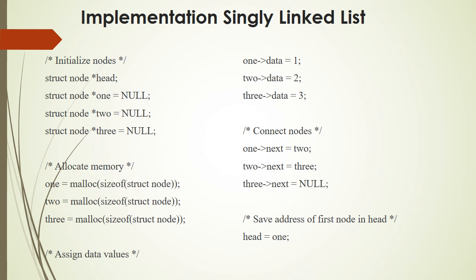In this code, the next part of node 1 is connected with the second node, node 2 is connected with node 3, and after node 3 there is no node, so therefore the next part of the third node is null. Finally, we set the head to point to the first node. So I write down here head is equal to 1. This marks the beginning of the linked list.